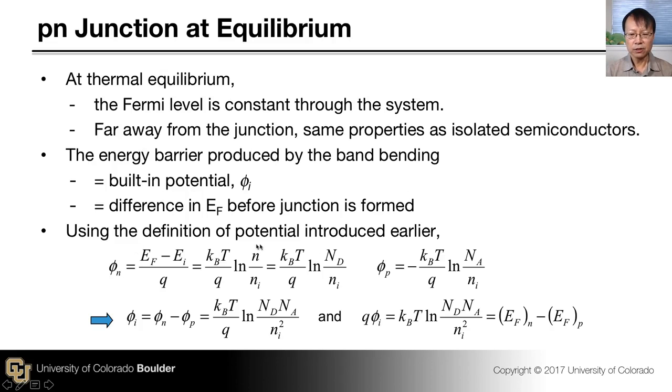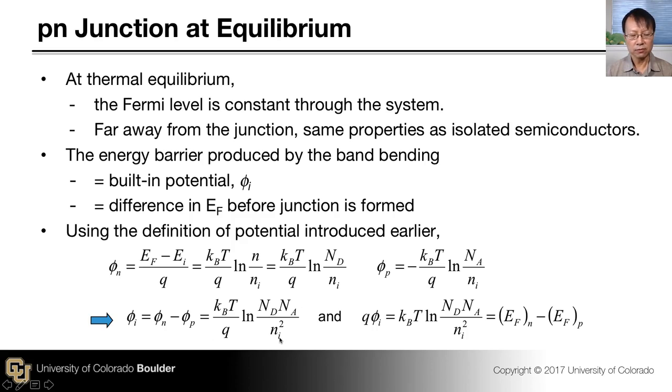So use the definition of the potential introduced earlier, which is E_F minus E_i divided by q. For the n-type side, the potential is given by the majority carrier concentration n, which is equal to the doping density in that case. And likewise, the p-type side potential is given by the doping density on the p-type side. The difference between these two potentials, n-type and p-type side, far away from the junction, should give you the potential difference across the junction. So that's the built-in potential, and it is given by this equation right here.